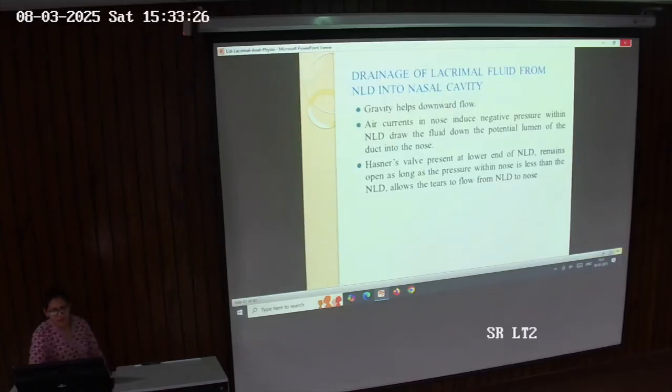Drainage of lacrimal fluid from the NLD into the nasal cavity: first is gravity, which helps downward flow. Air current in the nose induces negative pressure within the NLD, which draws the fluid down the potential lumen of the duct into the nose. And the valve of Hasner is present at the lower end, which remains open as long as the pressure within the nose is less than in the NLD, which allows the tears to flow from the NLD to the nose.